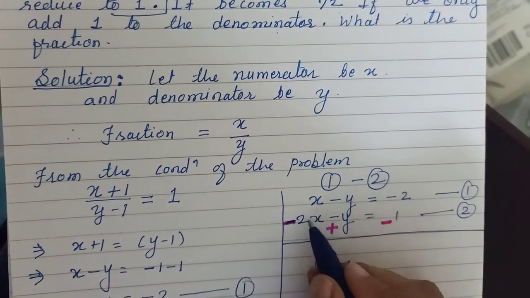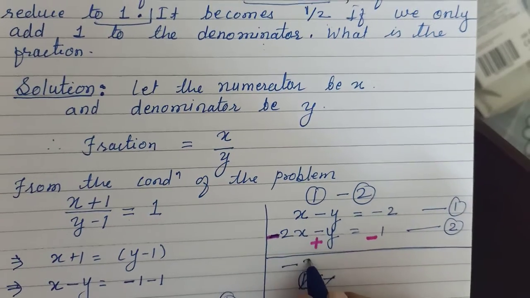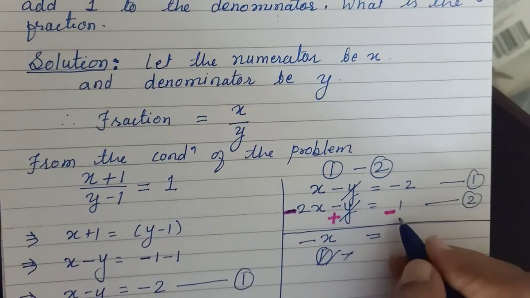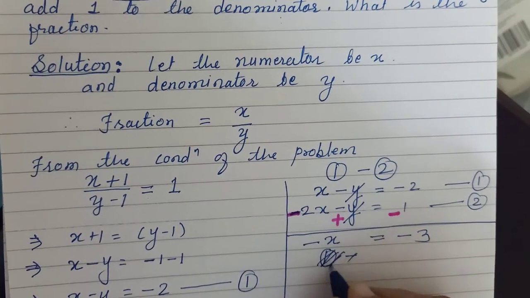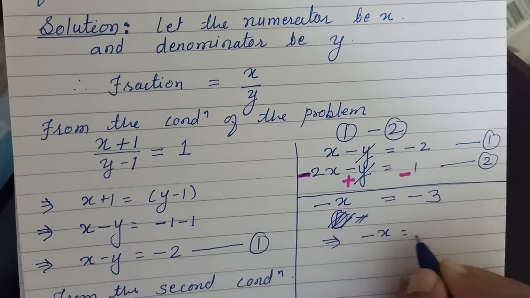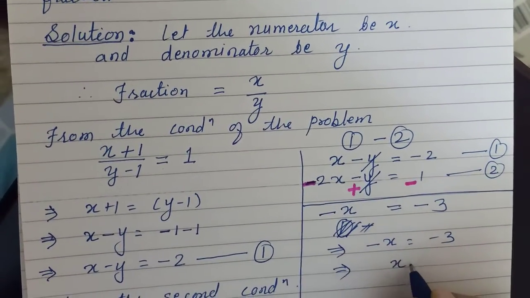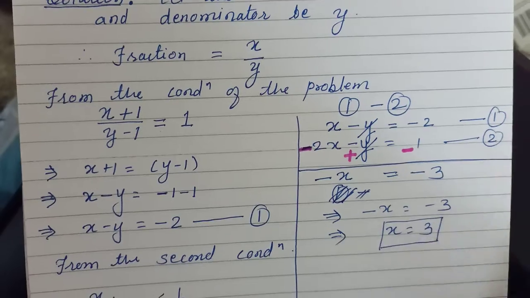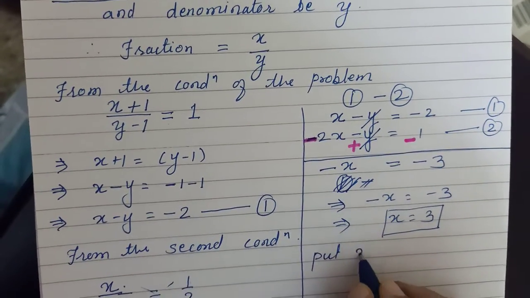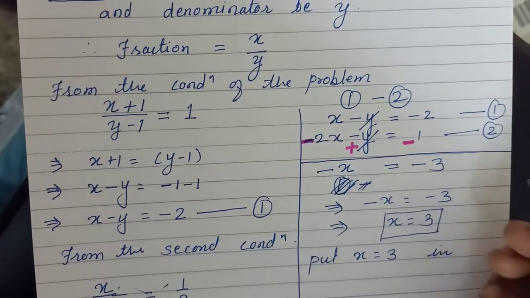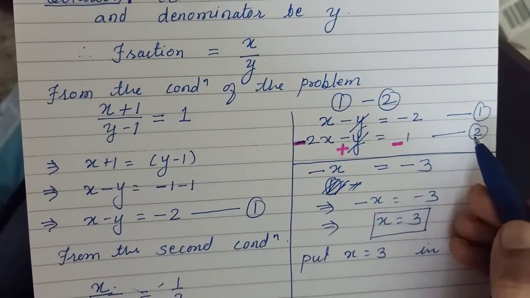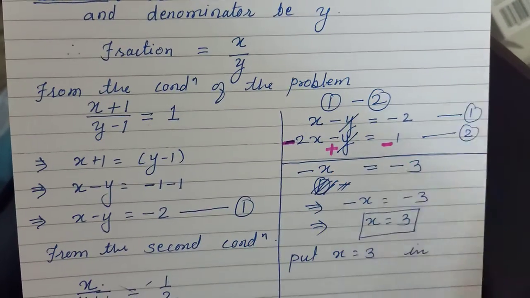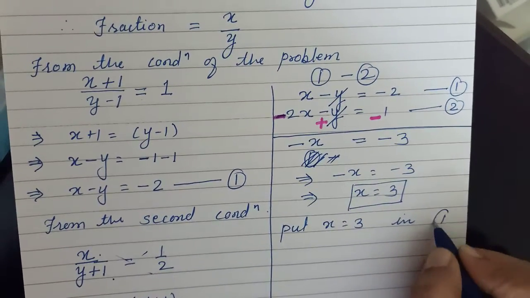The answer will come: x minus 2x will become minus x, and the y and y terms get cancelled, and minus 2 minus 1 will become minus 3. This implies minus x is equals to minus 3, and this implies x is equals to 3. So one value, that is x is equals to 3, is known. Now put x is equals to 3 to get the value of y. You can put it in either 1 or 2. I find the first equation easy, here we have to simplify less. So I will put the value of x in 1.